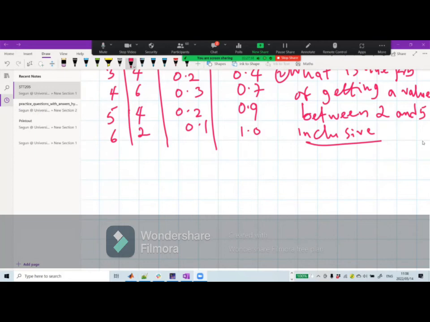Okay, let's look at it together. The question says, what is the probability of getting a value between 2 and 5, inclusive? That's why I underline inclusive. It simply means the probability of S less or equal to 5 minus the probability of S less or equal to 1.